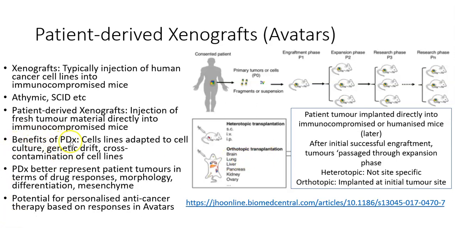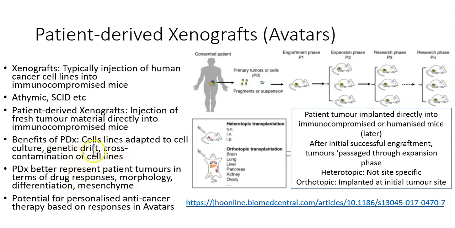So the reason we think that PDX models, or patient-derived xenografts, also called PDX, are particularly good is because we know that cell lines have adapted to cell culture. So you get lots of genetic drift. You can also get cross-contamination of cell lines, but it's this genetic drift. It's that, do the cells that you are culturing in the lab in a tissue culture flask actually represent the tumour or the patient from which it came? And the general consensus is probably not.